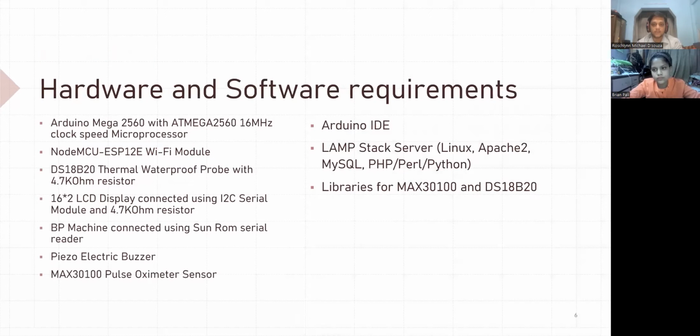These are our hardware and software requirements. The Raspberry Pi web server will be running the LAMP stack server, that is Linux, Apache 2, MySQL, and PHP. And the model prototype will be using the Arduino Mega as the main processor, the node MCU for handling Wi-Fi and the oximeter, and the DS18B20 thermal probe along with the BP machine that we obtained from Sunrom with the serial reader.